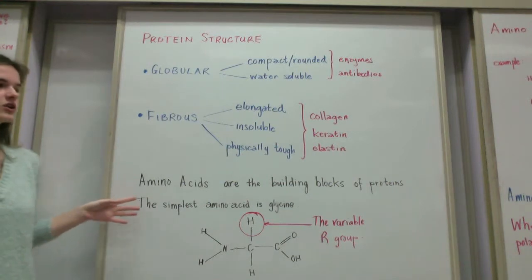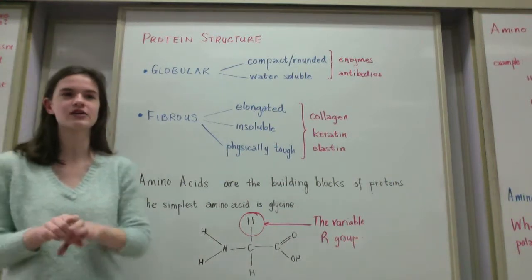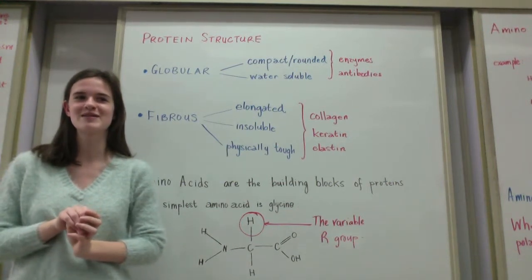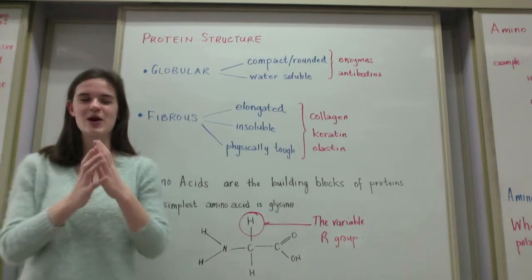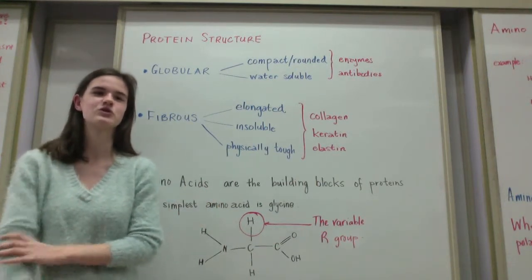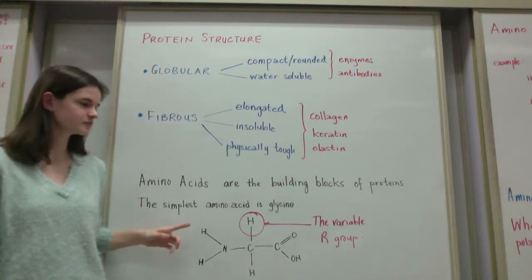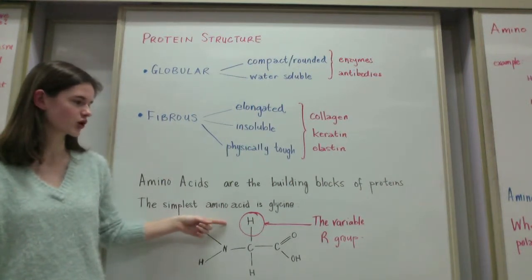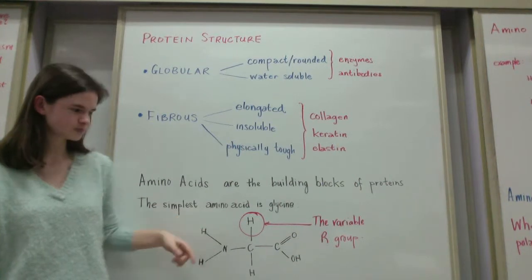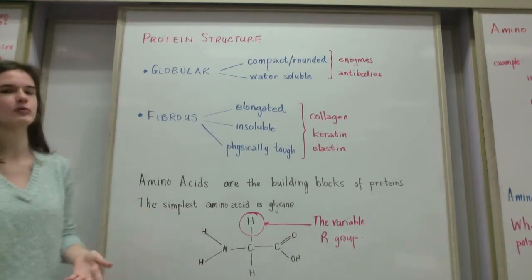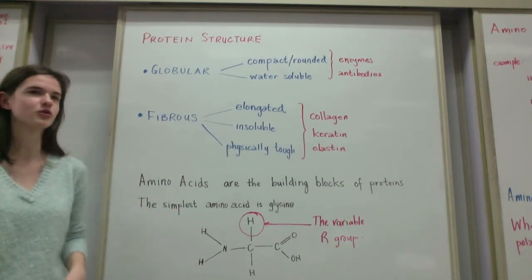Amino acids are the building blocks of proteins, and they join together to create polypeptides, which are long chains of amino acids, which then become proteins. The simplest amino acid is glycine. You see that the variable R group of glycine is an H, but it can be many different things. For example, it could also be a methyl group or an ethyl group.